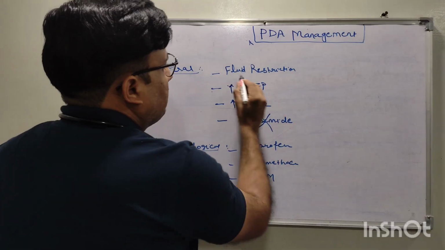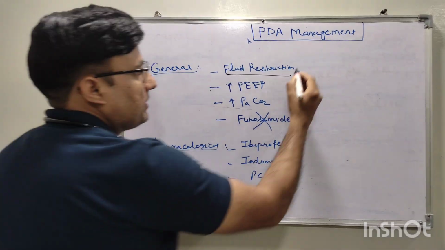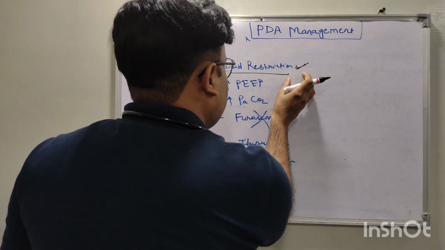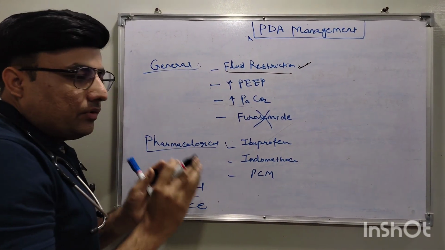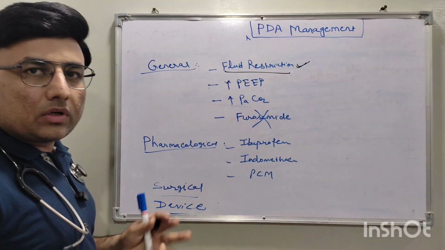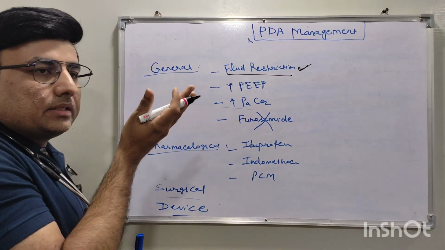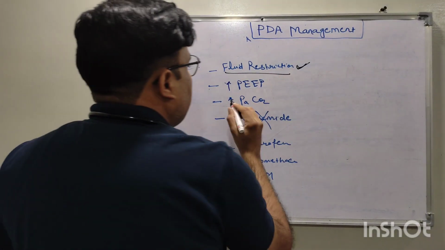So in that, we should restrict the fluid, or we should avoid excessive IV fluid, because excessive IV fluid will cause increased preload and increased left ventricular dilatation, that will increase the pulmonary edema.